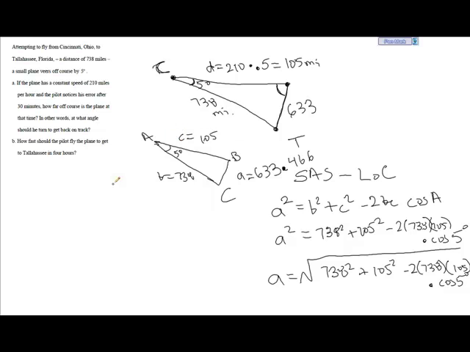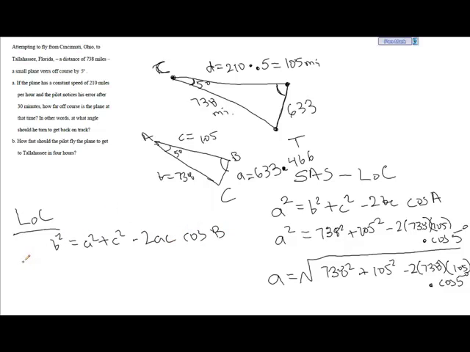We can use law of sines, but I'll just go ahead and use law of cosines again, just for consistency. So we have A, B, and C, and now we need to solve for angle B. So that means I'm going to use this form of it: B squared equals A squared plus C squared minus 2AC cosine B.